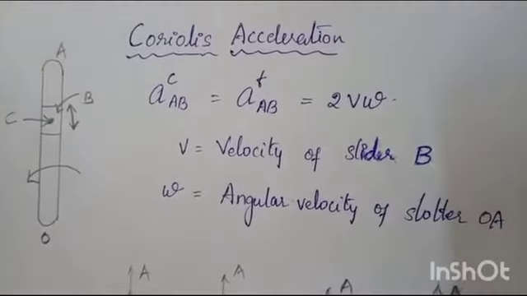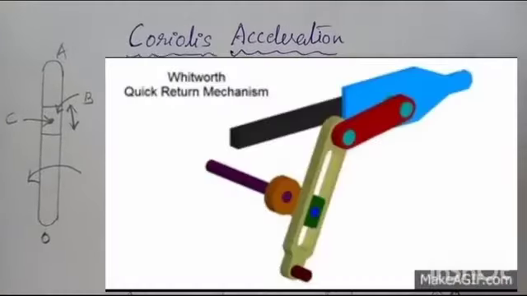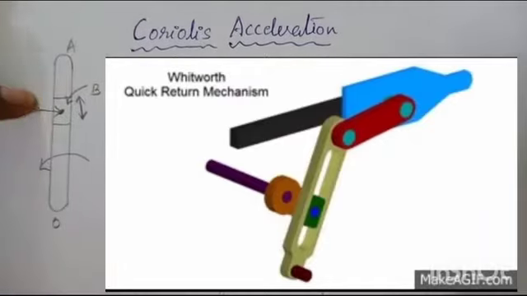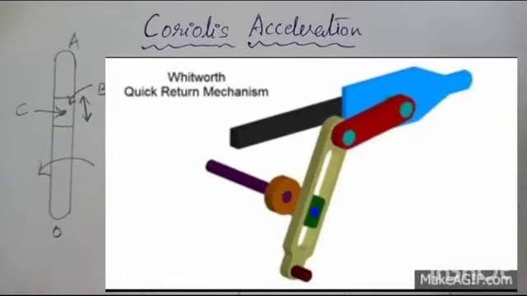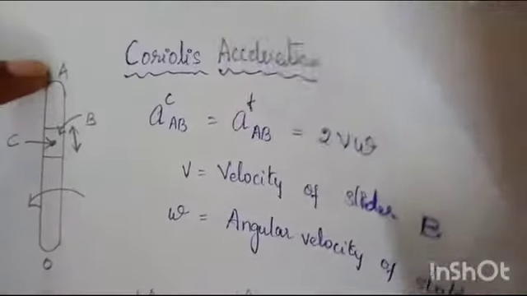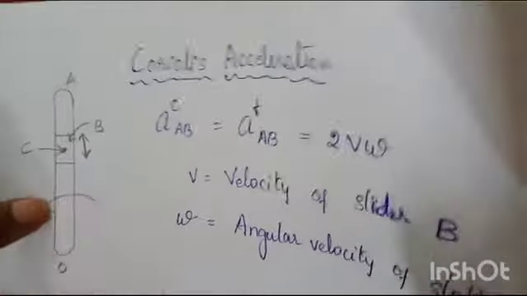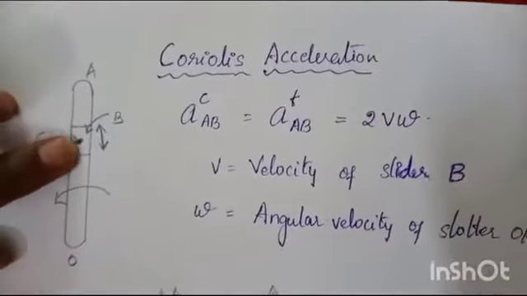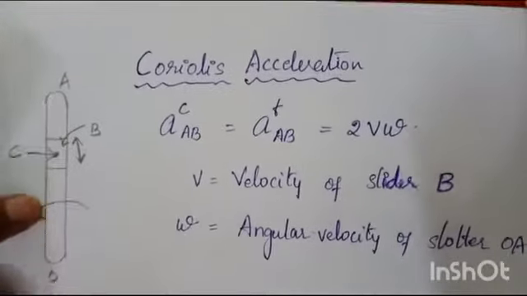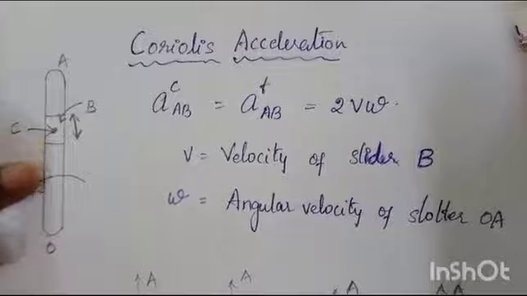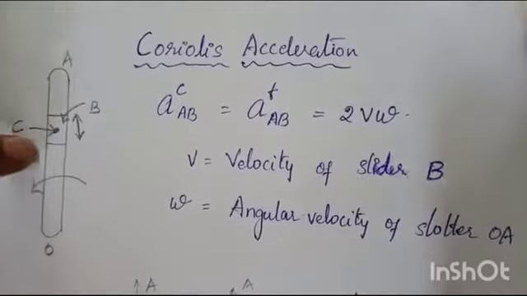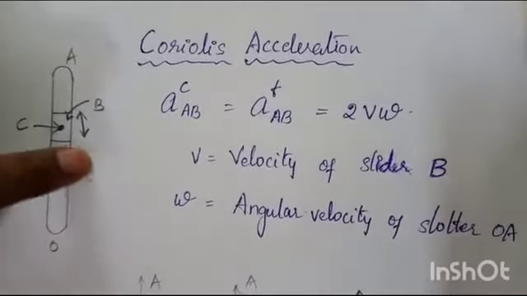If you take, for example, the Whitworth quick return mechanism or the crank and slotter mechanism, you have a slotted lever. That slotted lever has two motions. This OA is your slotted lever. It rotates clockwise or anti-clockwise. The slotted lever is a hollow part, and inside it you have a slider. That slider moves up and down. It becomes a link, so a link has translation as well as rotation.